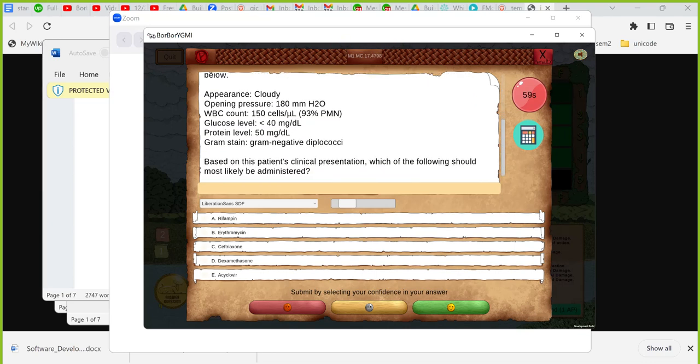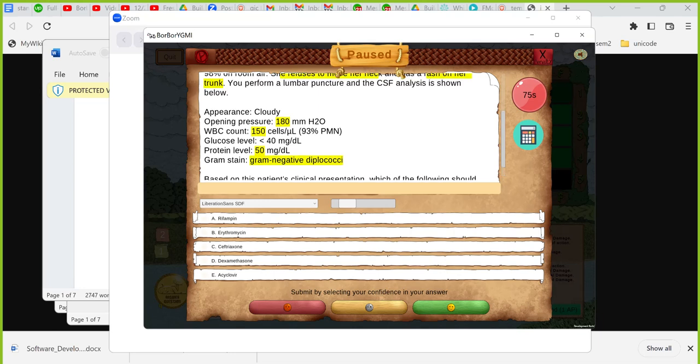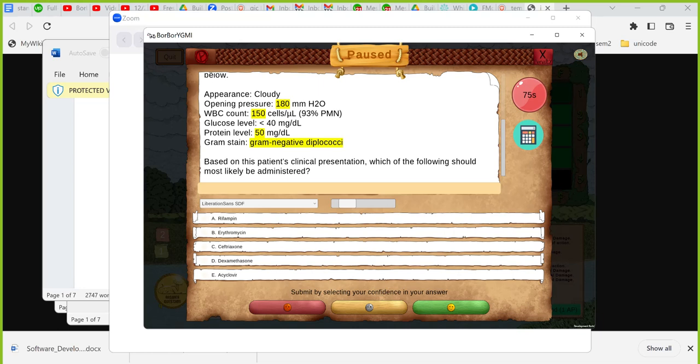Oh, okay, so we have more here. So it's cloudy. Opening pressure is actually pretty high. White blood cells are found in the CSF. We have glucose levels that are below normal, low. Protein, and they even tell you have gram-negative diplococci here. Yeah, there is a bacterial infection as well. So based on the clinical presentation, what would you... the following must be administered.